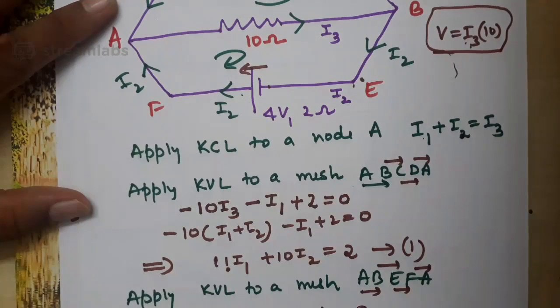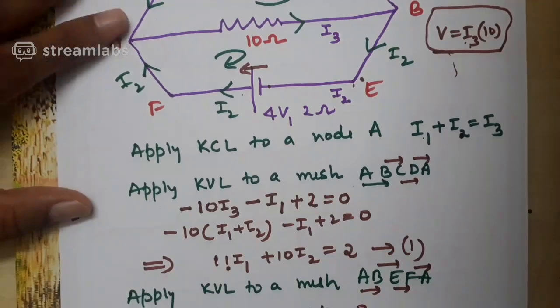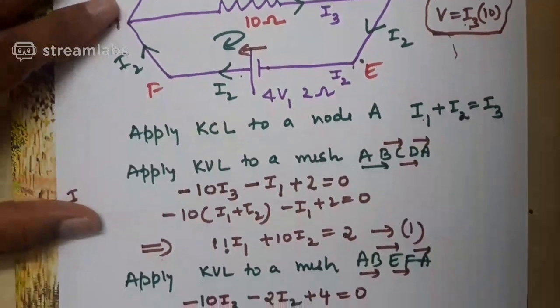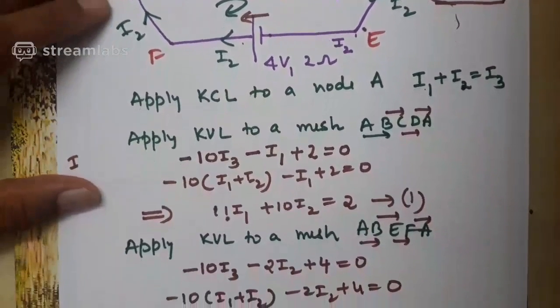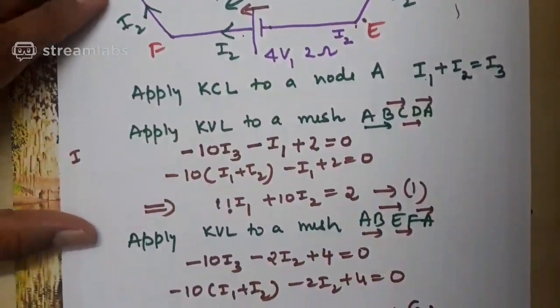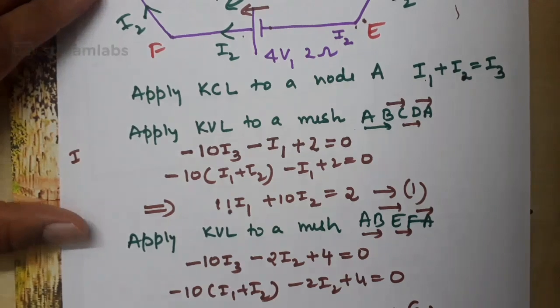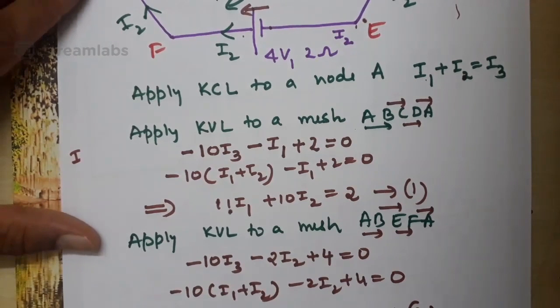Apply KCL to node A: I1 plus I2 is equal to I3. Then you apply KVL to mesh A, B, C, D, A. A to B minus 10I3, B to C minus 1I1, C to D minus 10 minus 1I1, and D to A there is no product of IR.